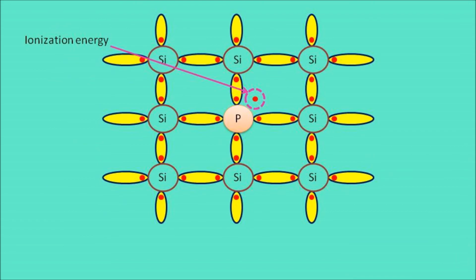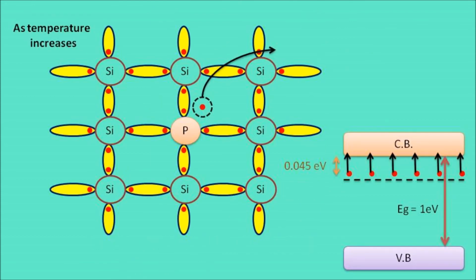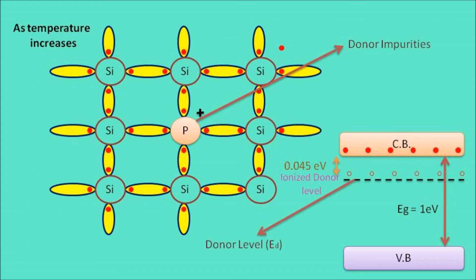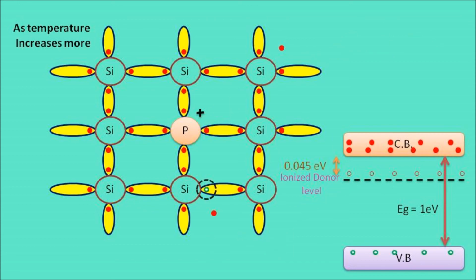The ionization energy of phosphorus, which is the amount of energy required to set this 5th electron free, is much smaller than the band gap energy. Thus, as the temperature increases, the phosphorus atom will donate its 5th electron to the conduction band first without producing a hole. These types of impurities are called donor impurities, and the level formed is called the donor level. Then at higher temperatures, the bonds in the valence band will be broken and further conduction will take place.